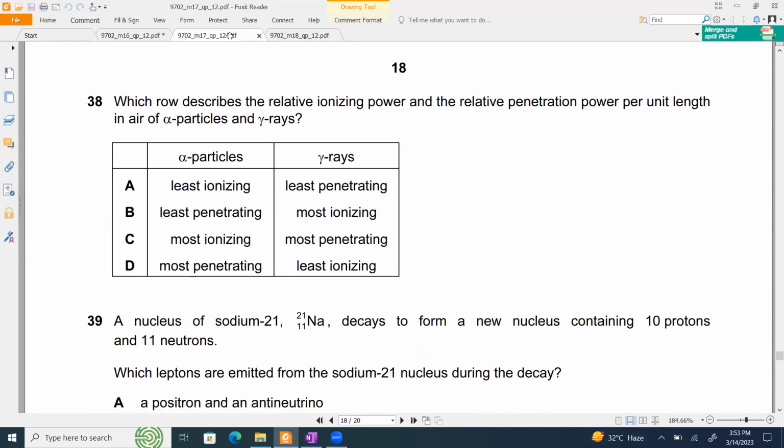They said, which row describes the relative ionization power and the relative penetration power per unit length in air of alpha particle and gamma ray? Okay, you said alpha particle is most ionizing and gamma ray is most penetrating.